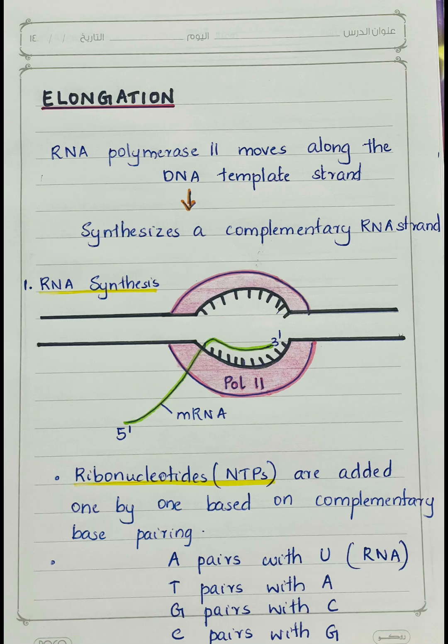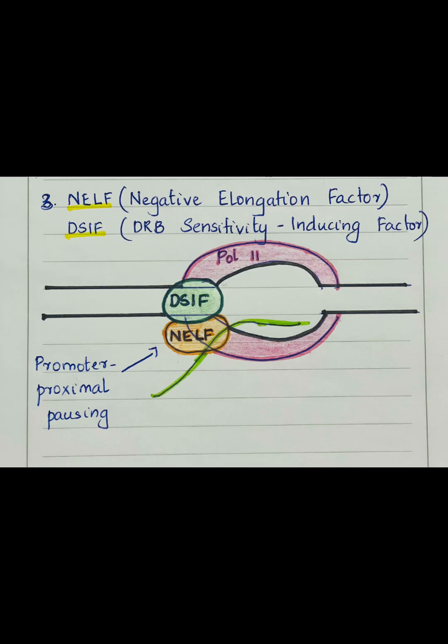Ribonucleotides are added one by one based on complementary base pairing. Adenine pairs with uracil, thymine pairs with adenine, guanine pairs with cytosine and cytosine pairs with guanine. Shortly after initiation, RNA polymerase II pauses downstream of the transcription start site. This is called promoter proximal pausing.